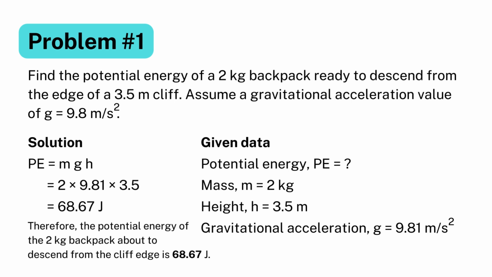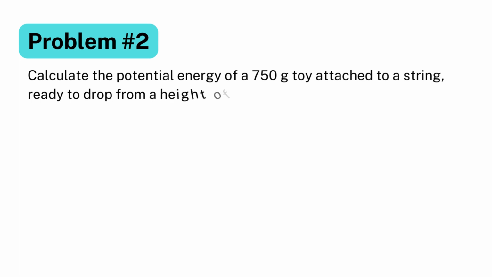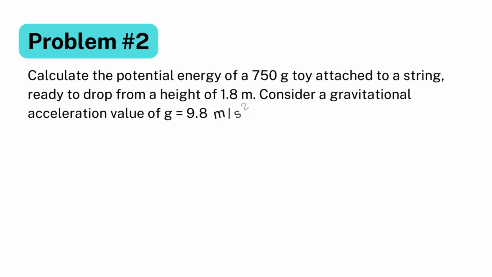Let's take one more practice problem. Calculate the potential energy of a 750-gram toy attached to a string, ready to drop from a height of 1.8 meter. Consider a gravitational acceleration value of g as 9.8 meter per second square. Use the given data, input the values into the formula, and determine the potential energy as requested.